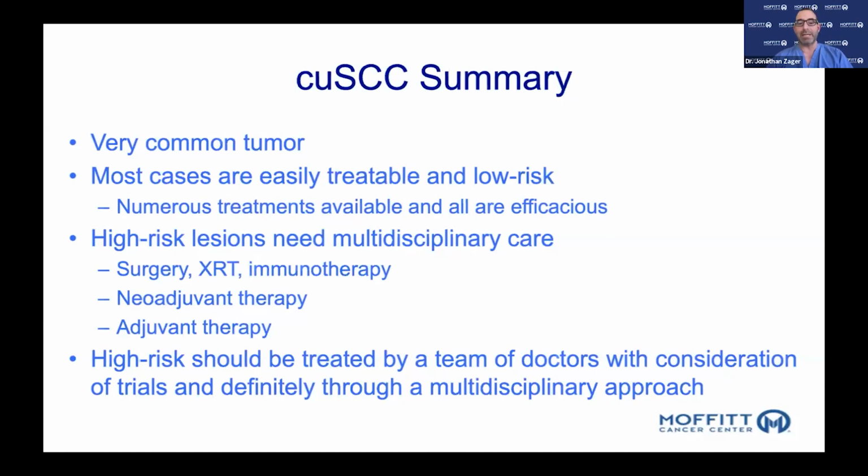High-risk lesions probably need multidisciplinary care and are best served at a cancer center like Moffitt, where you can have all members of our team, surgery, radiation, medicine, pathology, dermatology, all see the patient and weigh in on the multidisciplinary care, where we're going to combine numerous therapies, upfront systemic therapy, followed by surgery, which might be followed by radiation, or different combinations of that, but definitely through a multidisciplinary approach.